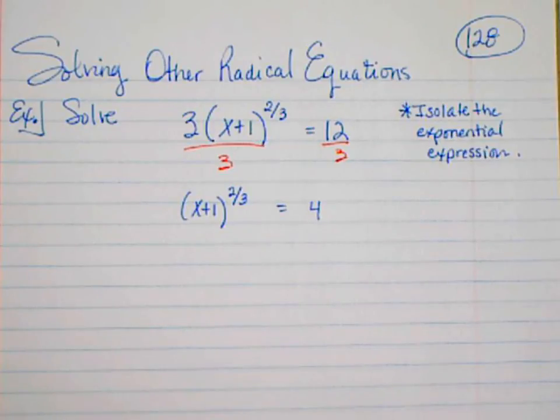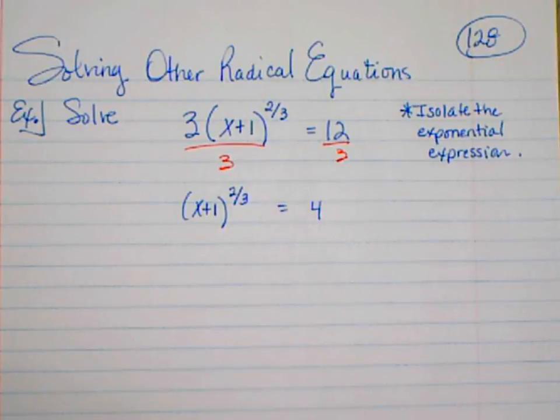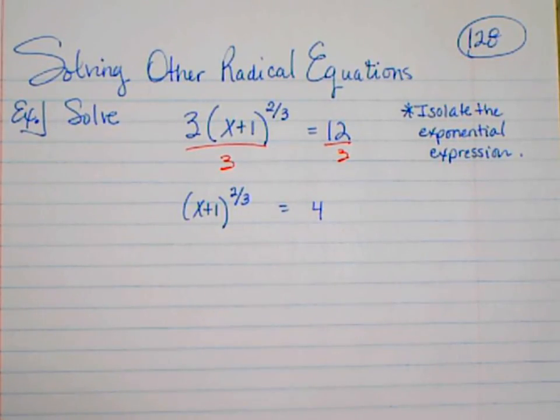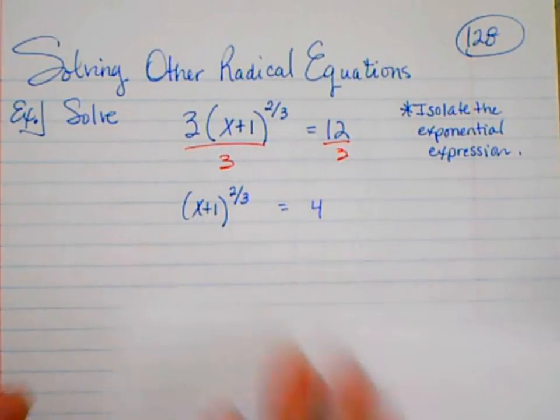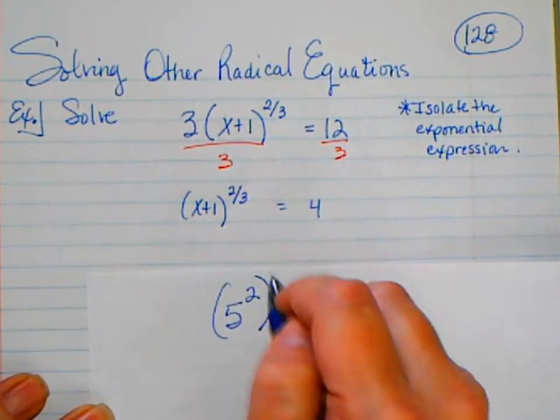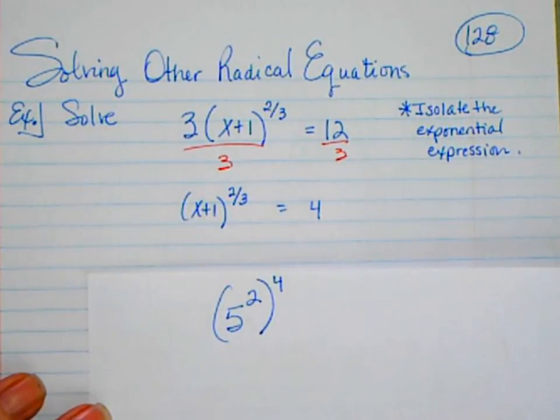Now probably you're wanting to turn the left side into a radical. If you do that though, you're going to say, okay, I don't know what to do now. Don't do that yet, okay? We have to remember the power to a power rule. When you have an exponent, and that exponent has an exponent, that's called the power to a power rule.